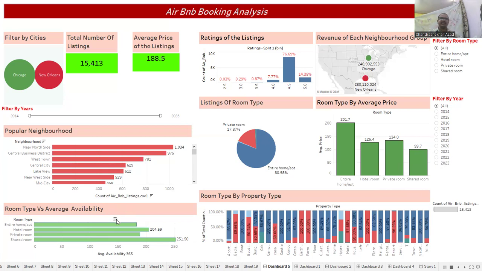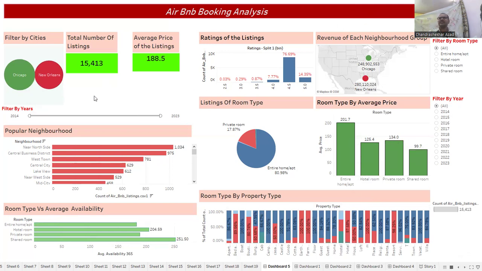If we talk about availability, we can see from the bar chart that the occupancy rate of the entire home apartment is highest, while the occupancy rate of the shared room is very low. So mostly people prefer an entire home apartment or a private room. If we talk about room type by property type, here we can see that most property types have either entire home apartments or private rooms or both, but few property types have shared rooms or hotel rooms. If we talk about revenue, New Orleans contributes more revenue than Chicago.